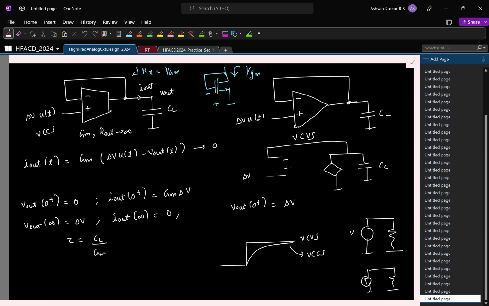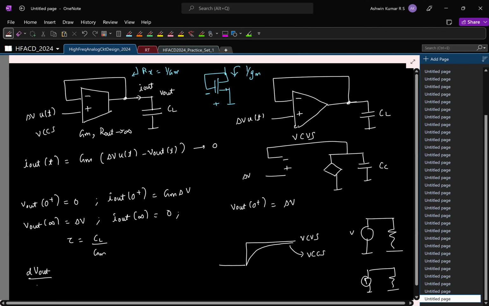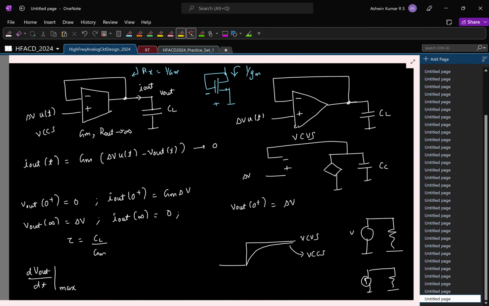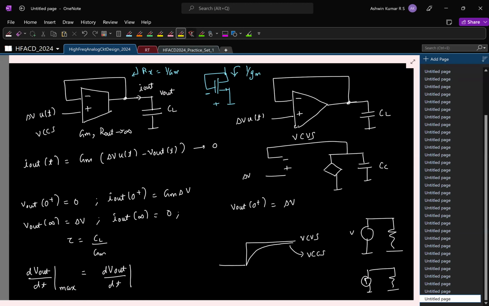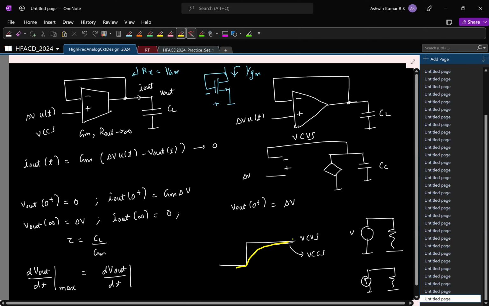Cool. So in the last class, we tried to compute what is the maximum slope of V out. The motivation is, if it were an ideal op amp, it's going to jump instantly. But now it's going to rise with some finite slope. So we wanted to see how fast it can rise, and at what time instant it rises with the maximum slope. Look at this curve. At what time instant the slope seems to be maximum? 0 plus.